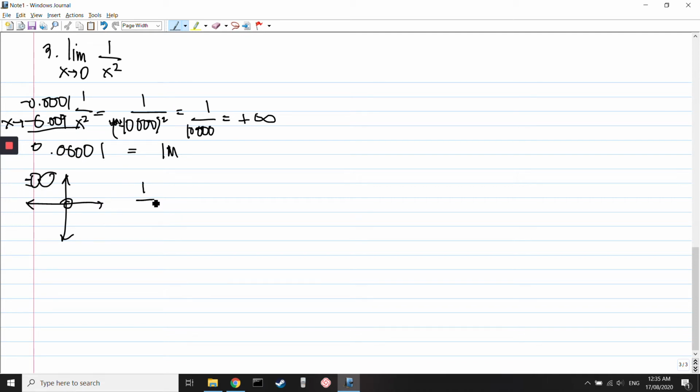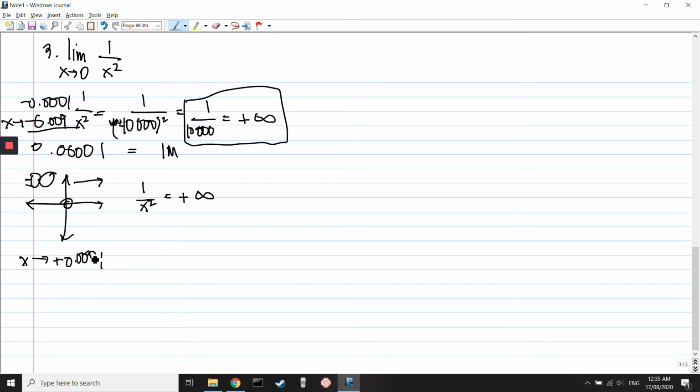So if x comes from the left of 0, 1 over x squared is equal to positive infinity, right? This is the proof of my conclusion. So again, trying x approaching positive 0.001, the graph says it will go to the right. It will go to the right.